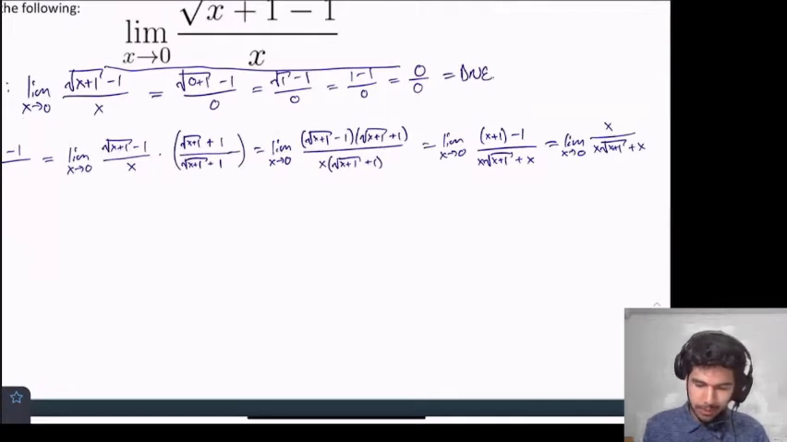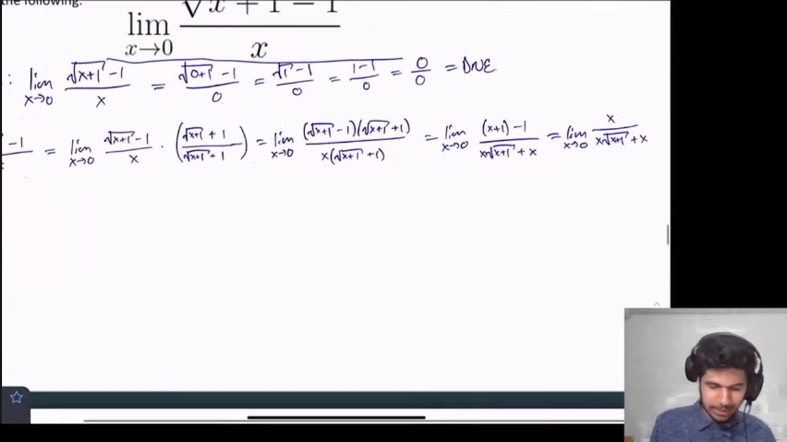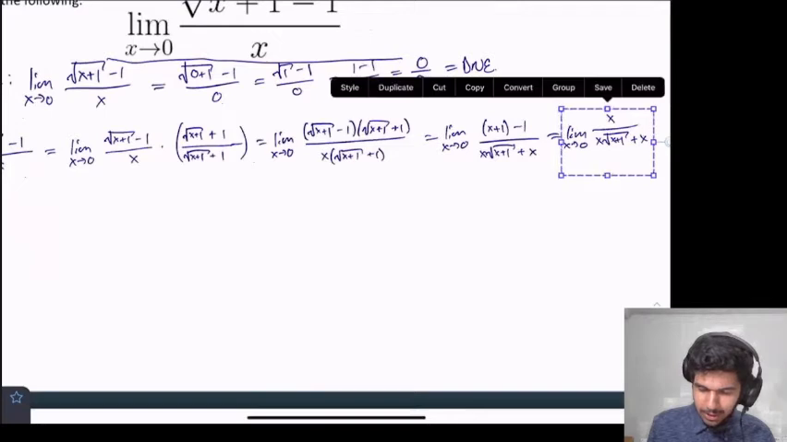X plus 1, yeah, okay. So, the denominator right now would be 0 times the square root of 1 plus 0, which is still equal to 0. So we would still have 0 divided by 0. But there's still something we can do to simplify this a little bit.